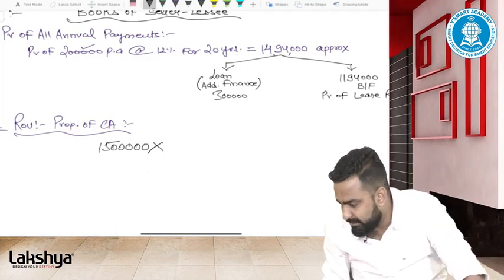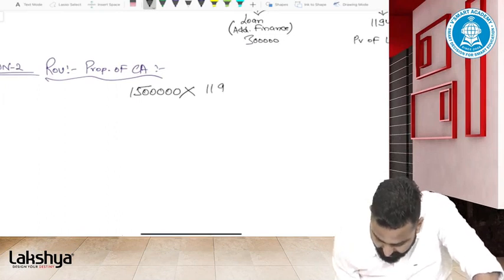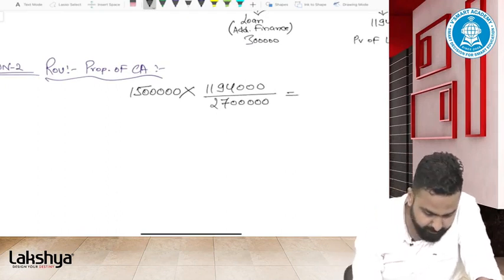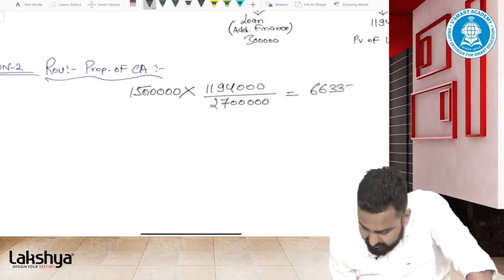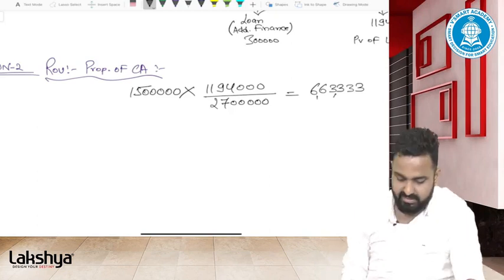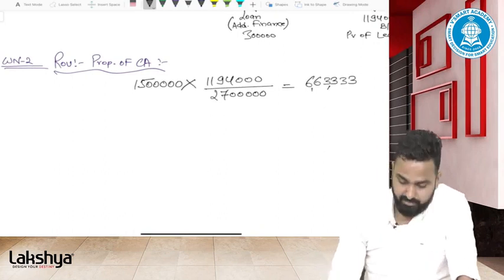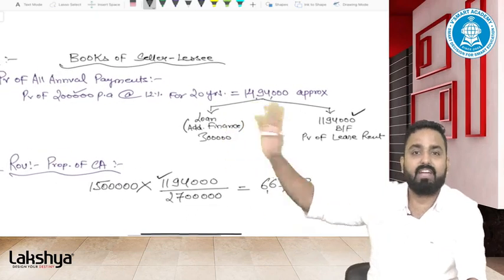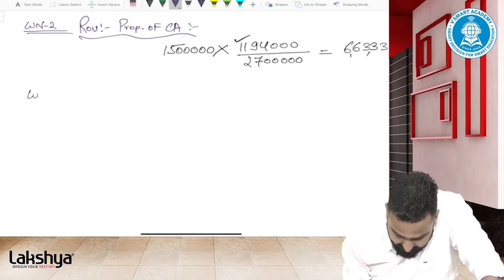Yes, very good, Riza. 15 multiplied by 11.94 divided by 27 lakhs. So here it is 663,333. The proportionate ROU asset will be this. We took 11.94 as present value of lease rent only because the rest is the additional finance part. Okay, the next portion.